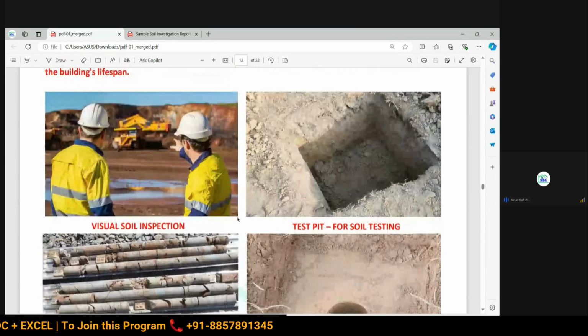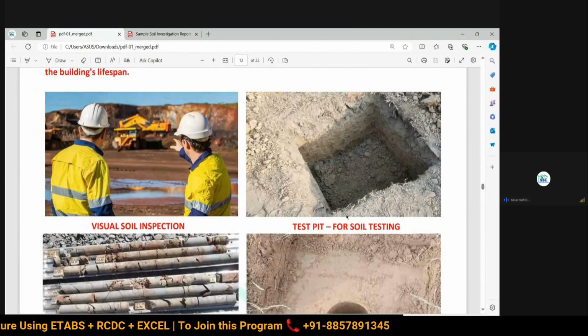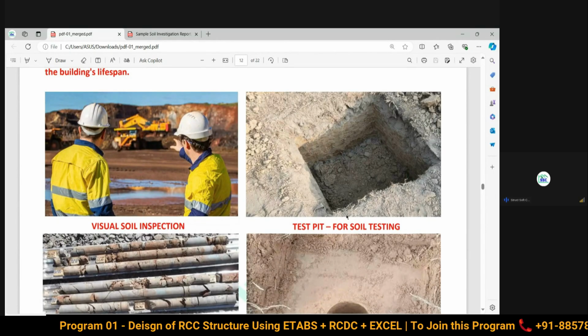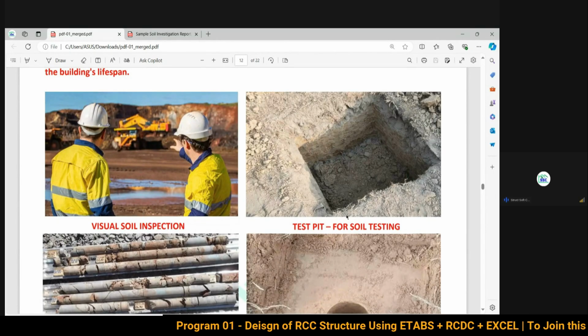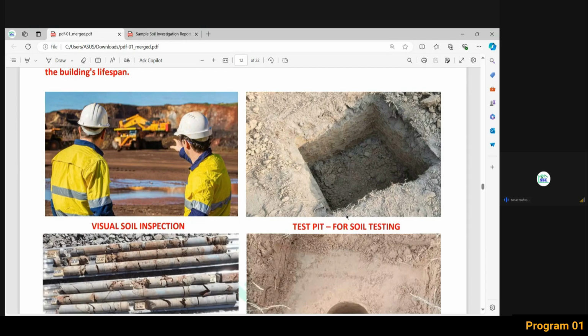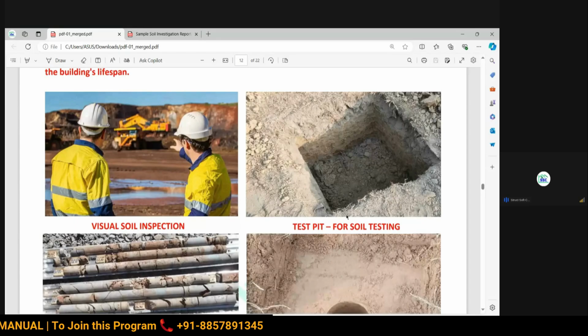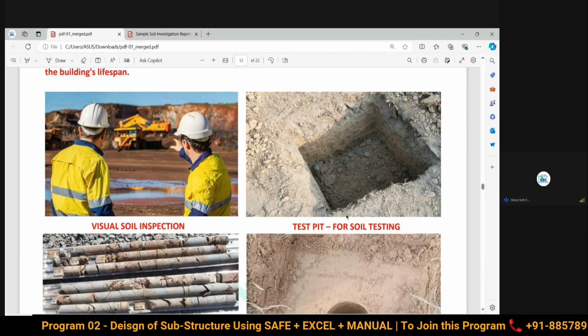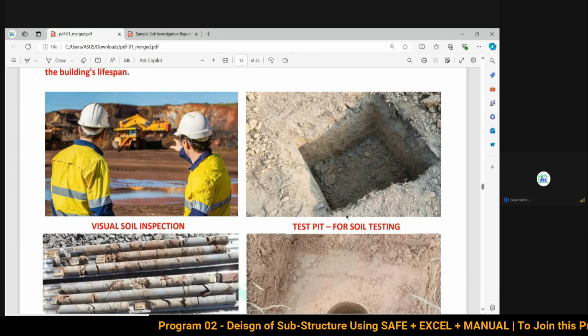So first is the visual inspection, second is what? Test pit. You adopt it if the structure is not that important and you are not willing to go to greater depth, and the structure is going to impose only an adequate anticipated load. Like suppose you are going to build a residential building, a G plus 3 or 4 floor building, and the ground also has adequate strength. So we just go 2 to 3 meters deep, and at 2 to 3 meters depth we will get our hard strata.